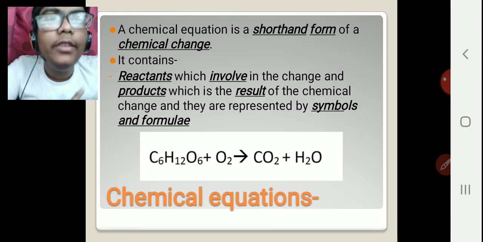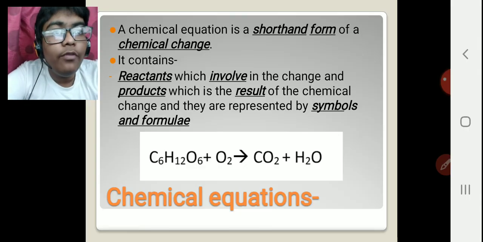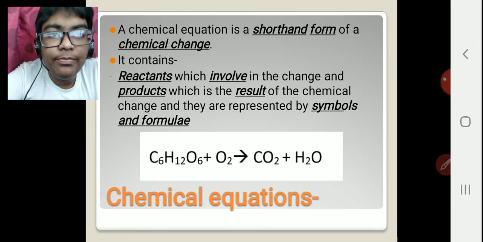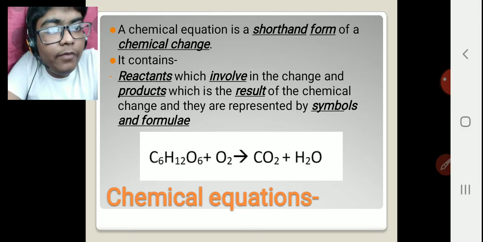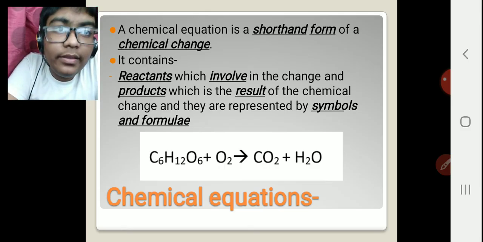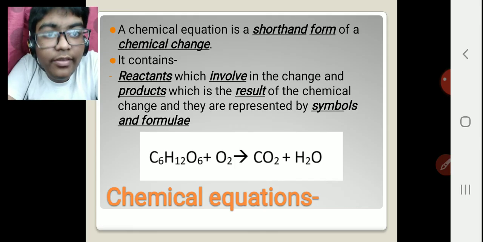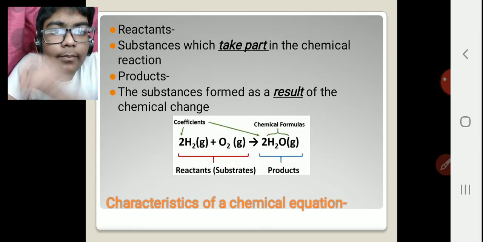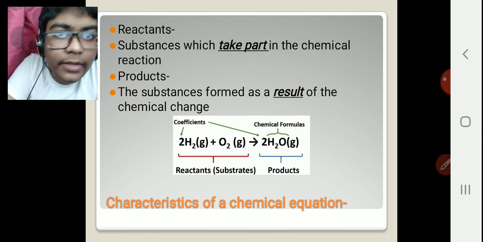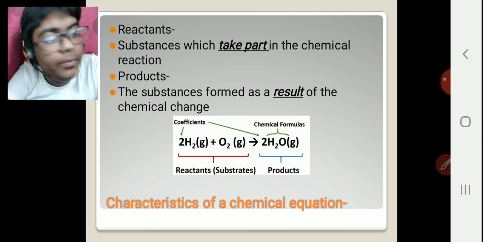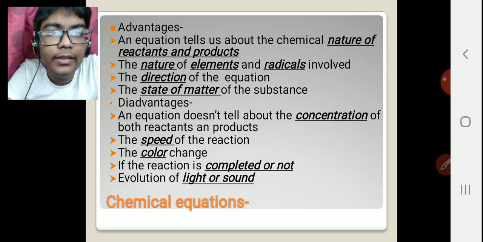Chemical equation. A chemical equation is a shorthand form of a chemical change. It contains reactants, which are involved in the chemical change, and products, which are a result of the chemical change, and they are represented by symbols and formulas. The reactants are the substances that take part in the chemical change, while the products are the substances that are formed as a result of the chemical change.